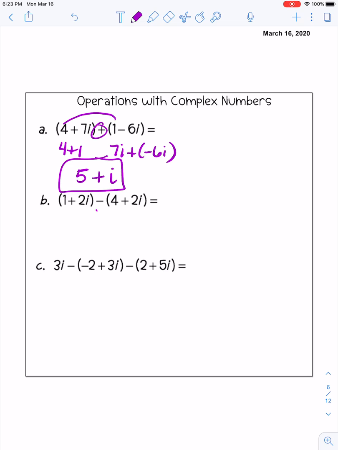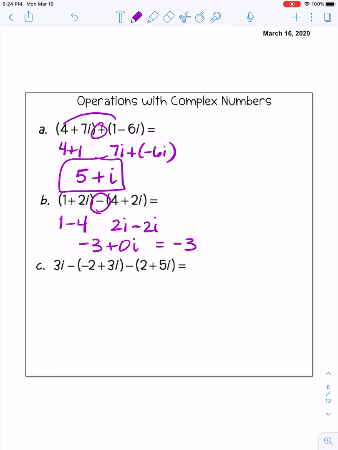And similarly, now I'm subtracting, so I have to be mindful of that. 1 minus 4, I'm doing with my real part, and then I'm doing 2i minus a positive 2i. That's going to give me negative 3 plus 0i, basically, which is equal to just negative 3. So my imaginary part canceled out, right? I'm just left with the real part.